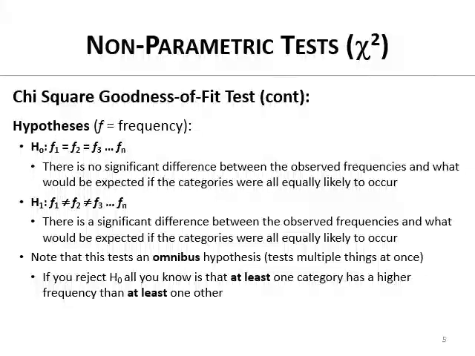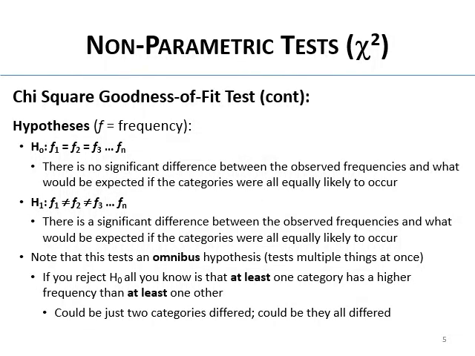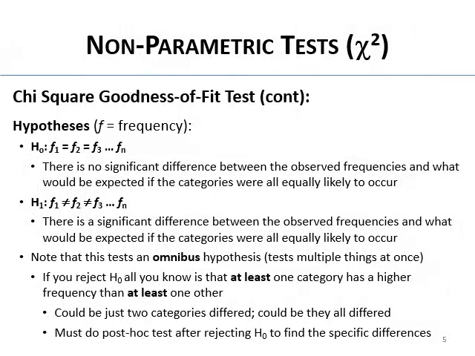Now, if you reject the null hypothesis for the chi-square goodness of fit test, because it's omnibus, all you know is that at least one category has a higher frequency than at least one other. That's it. In order to figure out whether it's just two categories that differ or they're all different from each other, you've got to do post-hoc tests after rejecting the omnibus null hypothesis to find those specific differences. And it's pretty easy for this one.